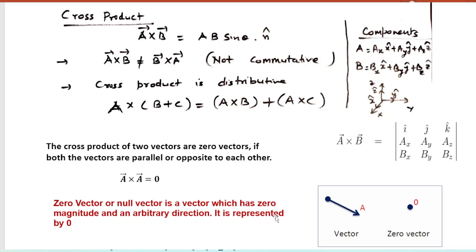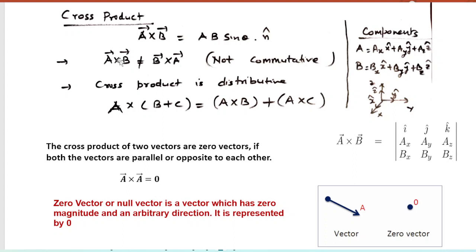Now the cross product. If we have two vectors, A cross B gives us a vector quantity which has the magnitude AB sin theta and a direction perpendicular to both A and B, which is the n cap direction. The cross product A cross B can be found out by the simplest method, the determinant method, where the first row is the unit vectors i cap, j cap, k cap, the second row is the components of the first vector Ax, Ay, Az, and the third row is the components of the second vector Bx, By, Bz. So this is the determinant method to find the cross product of two vectors.